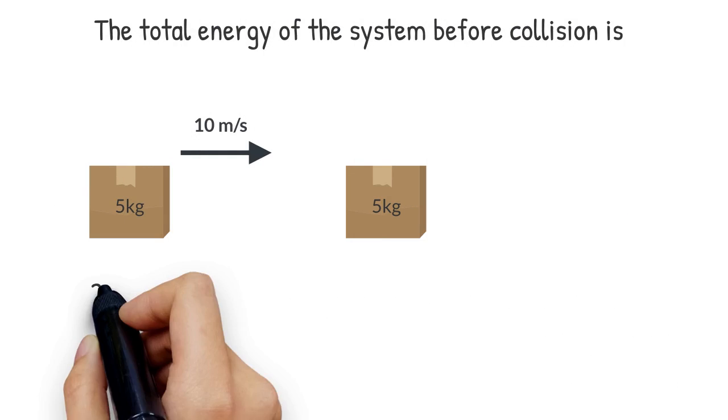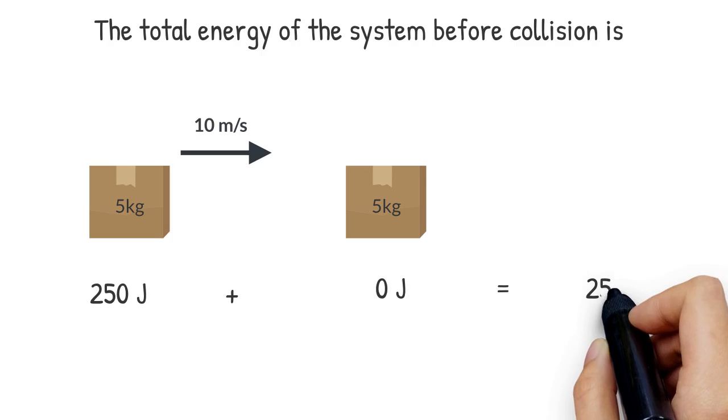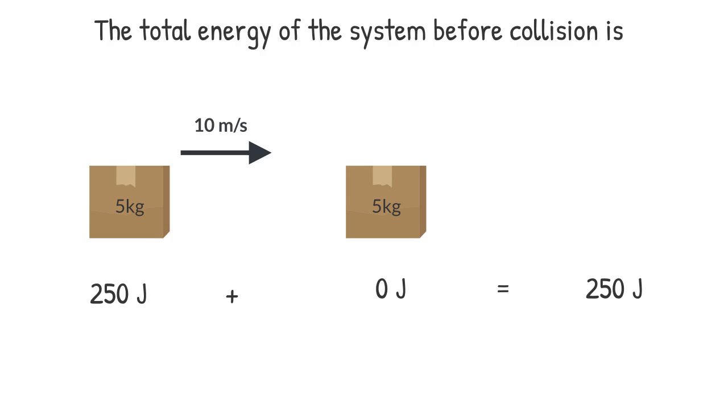To find the total energy of the system before collision, we have to add the 250 joules for the 5-kilogram box that's moving, and the 0 joules for the box that's at rest. And 250 plus 0 gives you 250 joules total.